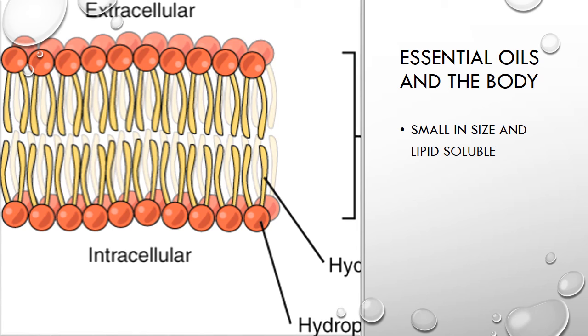In this picture, this is a picture of our cell membranes. When essential oils pass through, our cell membranes are made up of a type of fat, and essential oils are another type of fat. Essential oils, because they are small and also because they are a type of fat, are able to pass through these lollipop-like structures and into the cell. And then that means that it can actually affect the cells.